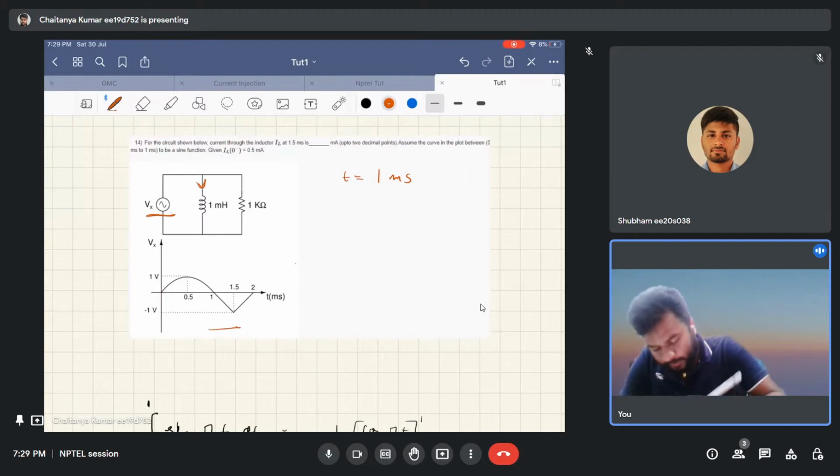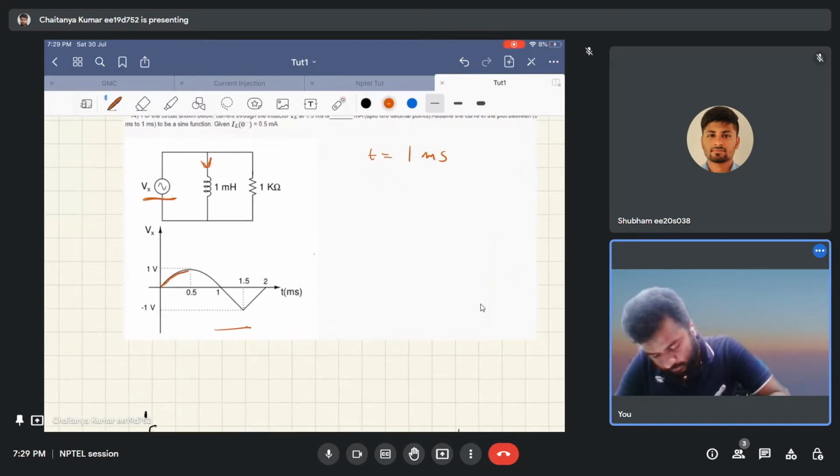So let's proceed. First of all, in the question itself, it's given that we can assume that the waveform between 0 to 1 millisecond is a sine wave. As you can see, this is half part of the sine wave. So ideally, a sine wave goes something like this. Now the time axis, as you can see, is in milliseconds.